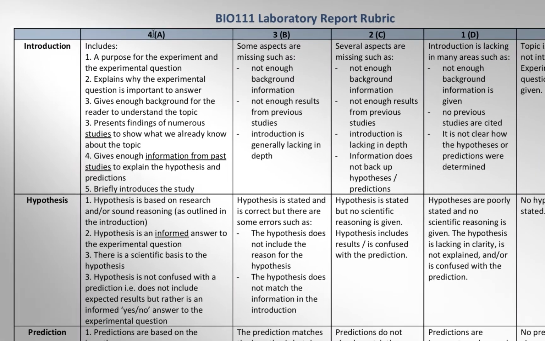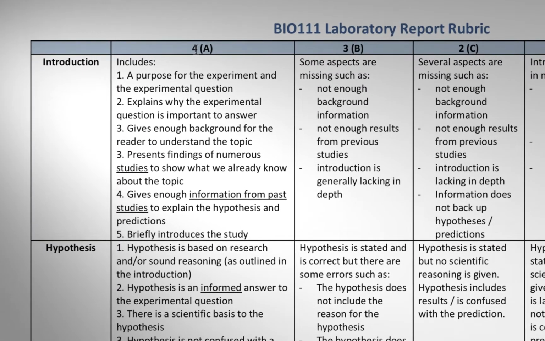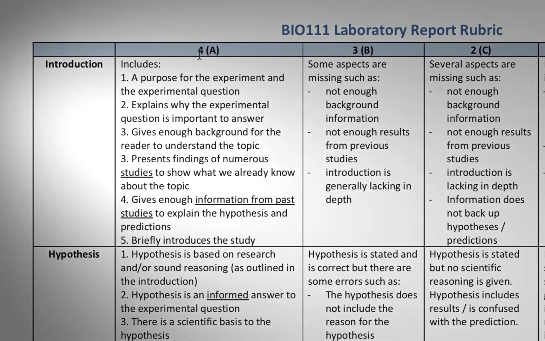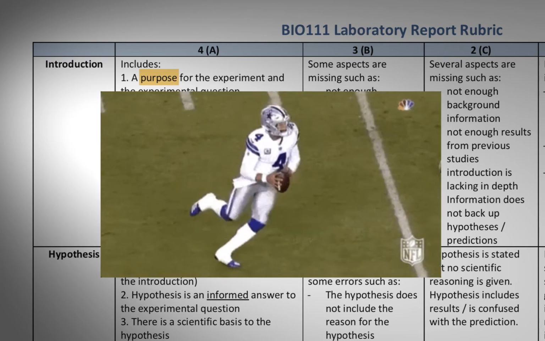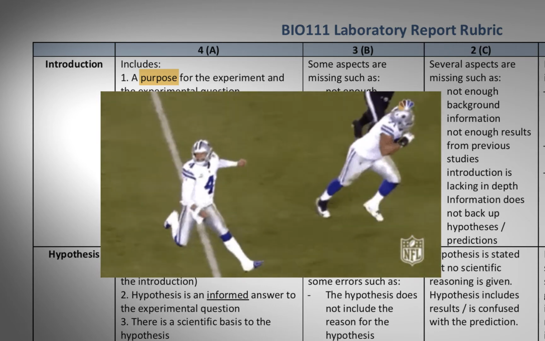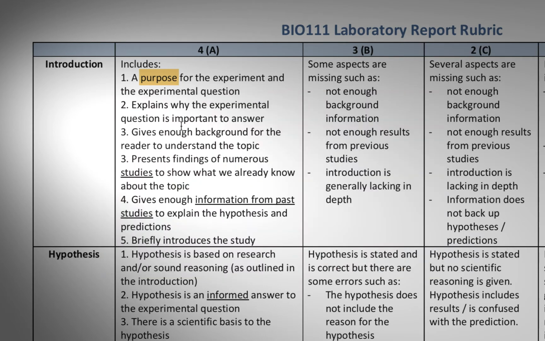So in order to get an A, or 4 points out of 4 for the introduction, you need to do all of these things. You need a purpose. Explain why the experimental question is important to answer. Why do we want to know, for example, if dexterity is affected by temperature? Why is that important to know? Think about different professions. Think about different reasons where a negative impact on dexterity would be a bad thing, or a positive impact on dexterity would be a good thing.